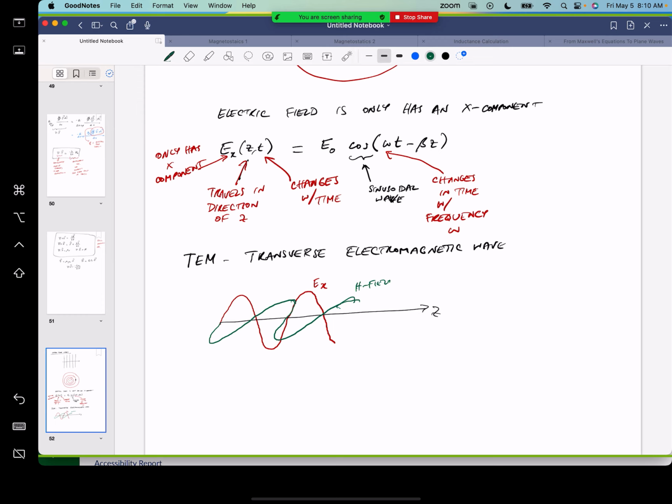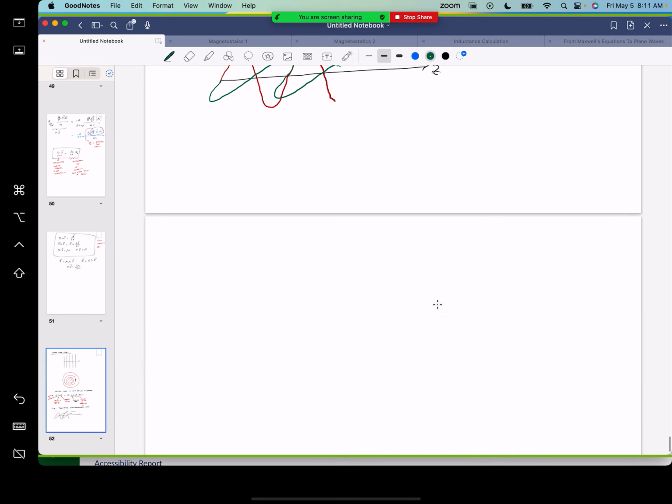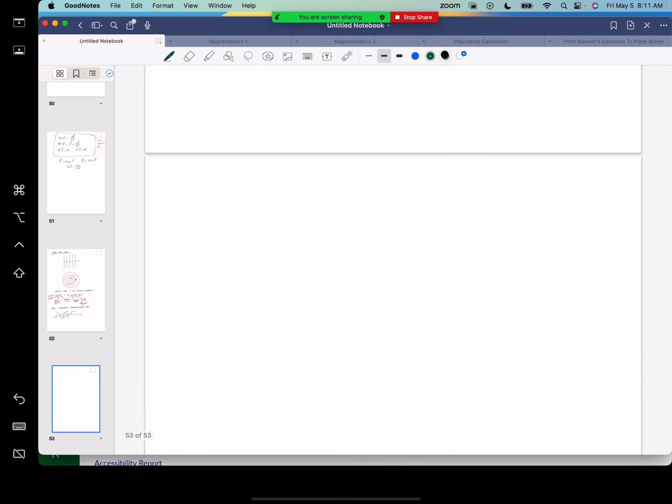Alexandria asked, is the E_x in the Y plane and the H field in the X plane? It's actually the opposite of that. E sub X would be in the X plane. If you're asking about planes, that's a good question. Let me draw it in Cartesian coordinates to make sure I'm giving you the right answer.